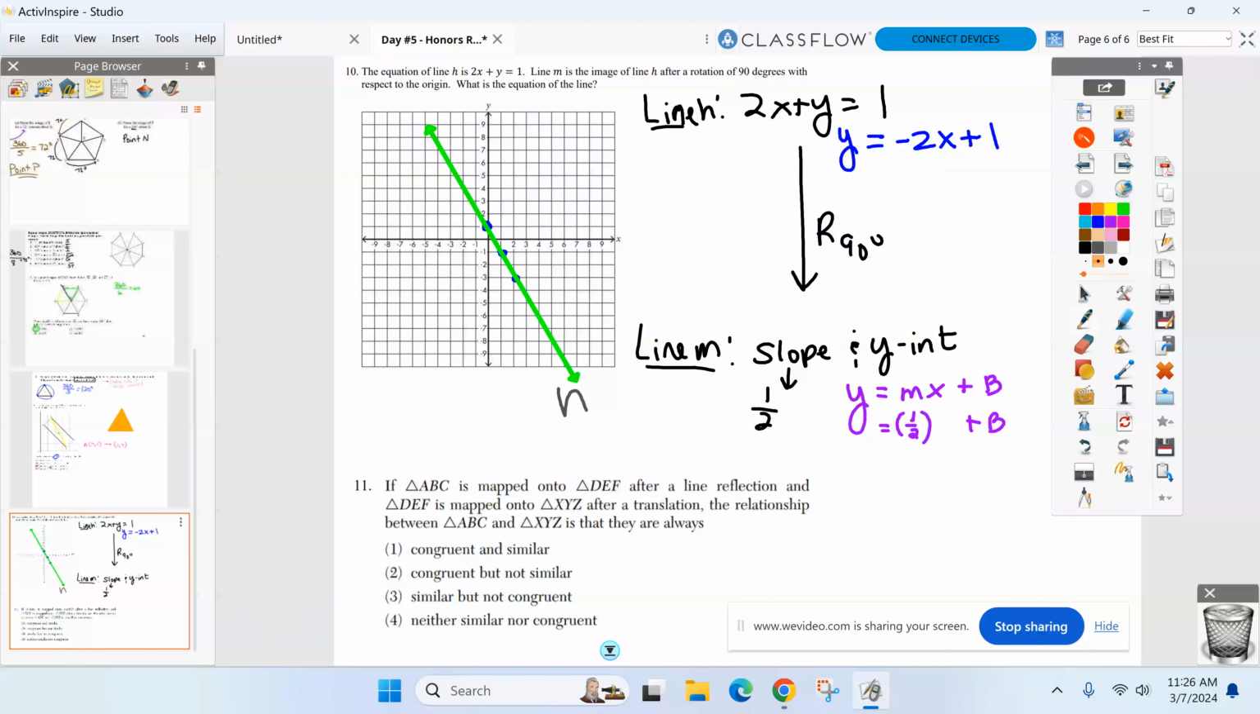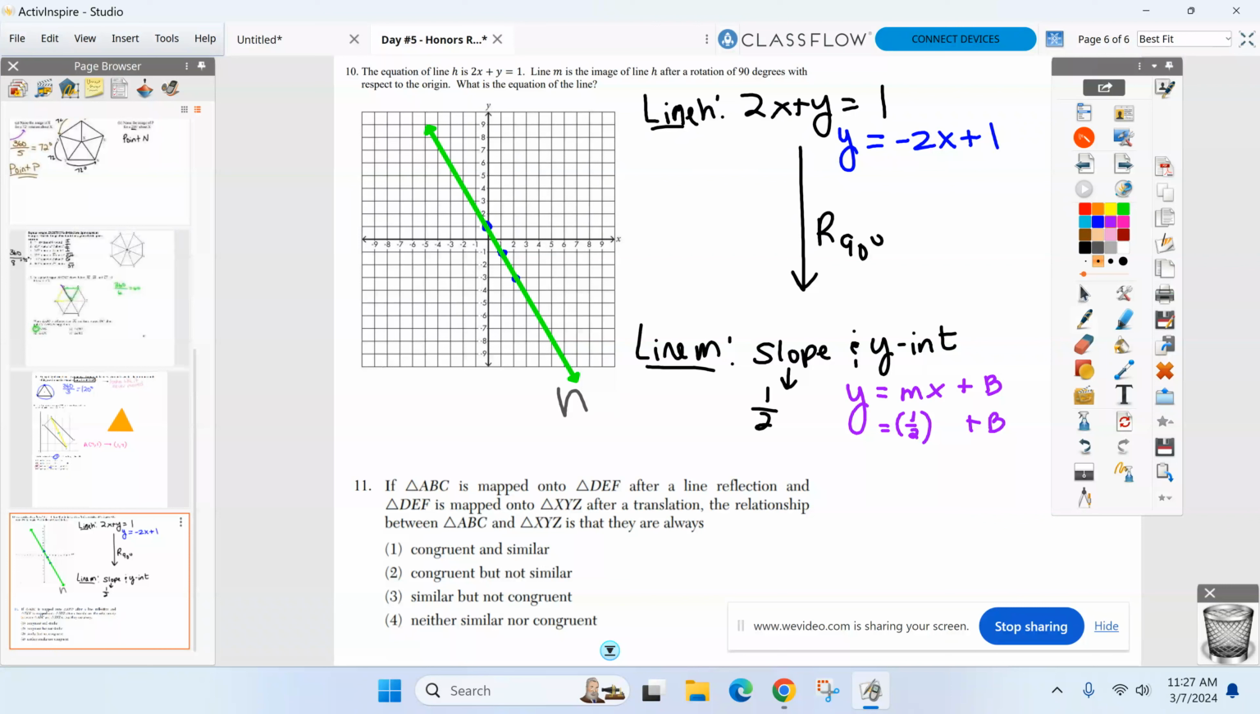Anybody got a point off that line now? A solid point that you know? There's a couple. Doyle? 1, 1. Yep. Anybody have anything else we could use? 1, 1 was definitely a point. How about 3, 2, it looks like. Or I could do -1, 0. There you go. Pick any of those points right now and plug it in for y and x and solve for b. Go ahead.